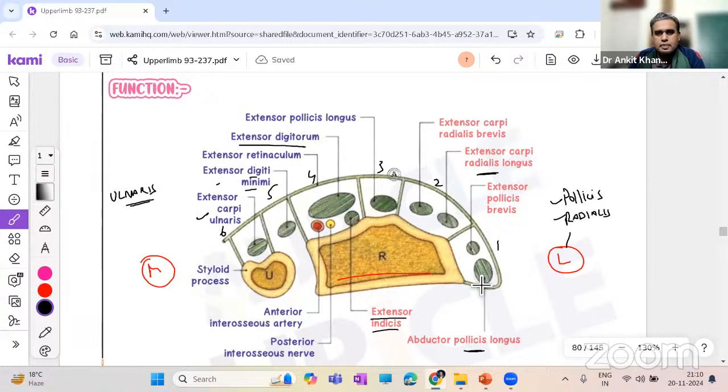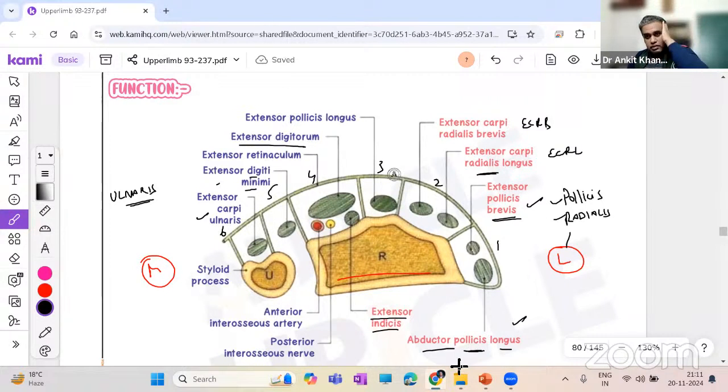Now you can easily see. Compartment number 1 will have extensor pollicis brevis and abductor pollicis longus, both going to the thumb. Compartment number 2 will have ECRL and ECRB, that is known as the ECRL tendon, this is known as the ECRB tendon. What will they do? Okay, let me go back to the first compartment. Extensor pollicis brevis and abductor pollicis longus. What will they do? Common sense. This is going to extend the thumb. This is going to abduct the thumb.